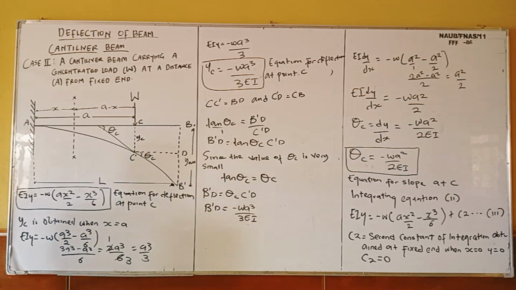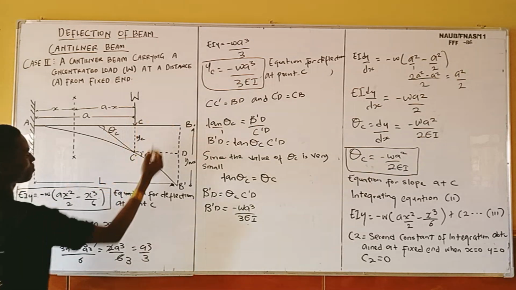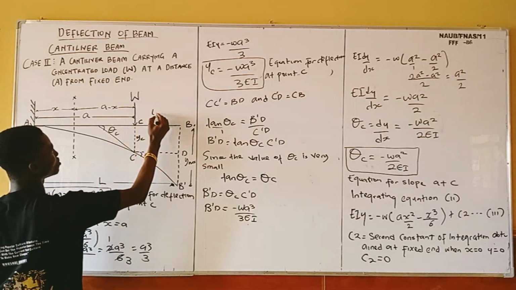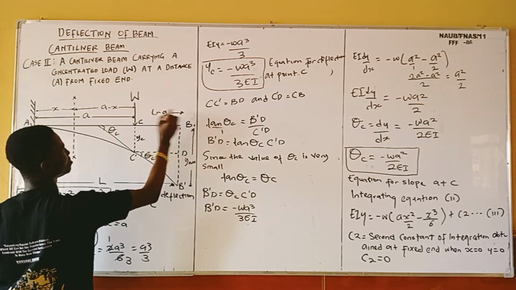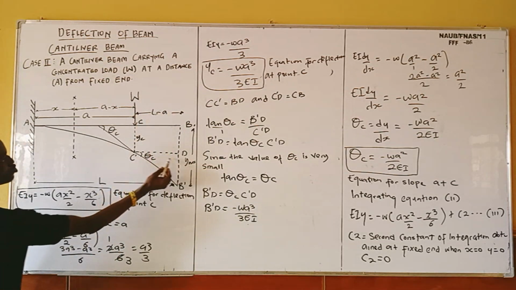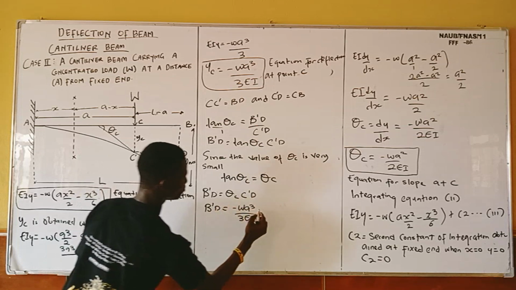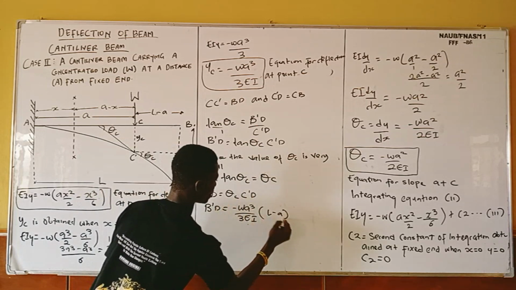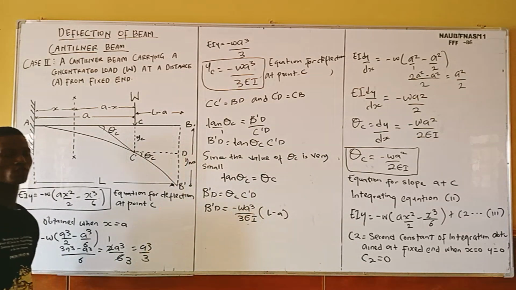But don't forget that the total length of this beam is L, and from here to here is A. So for me to get the remaining part here, I'm going to have L minus A, the remaining distance. So from my C prime to D prime is L minus A. Now this is the deflection at this point of the beam.